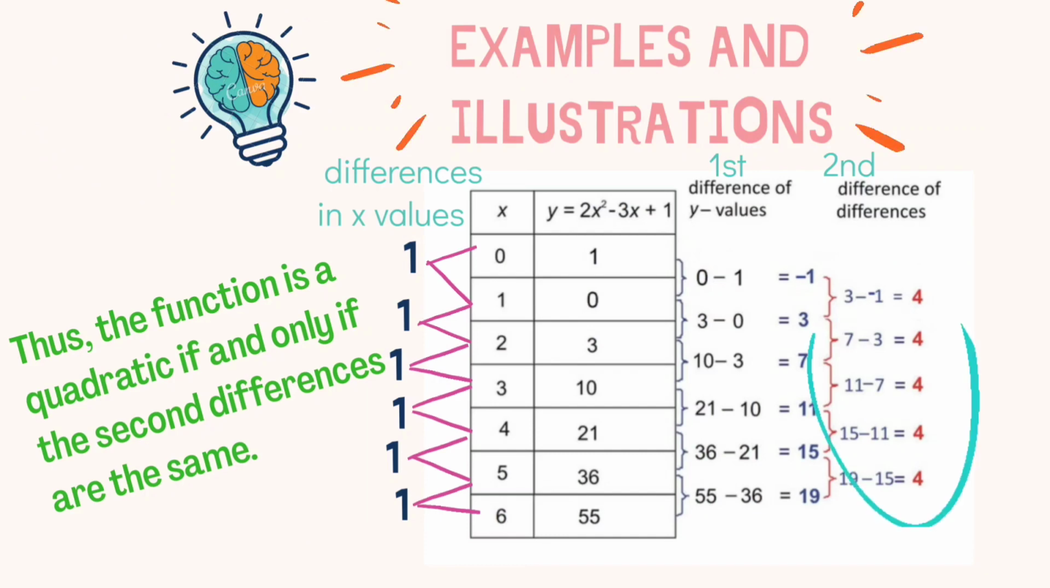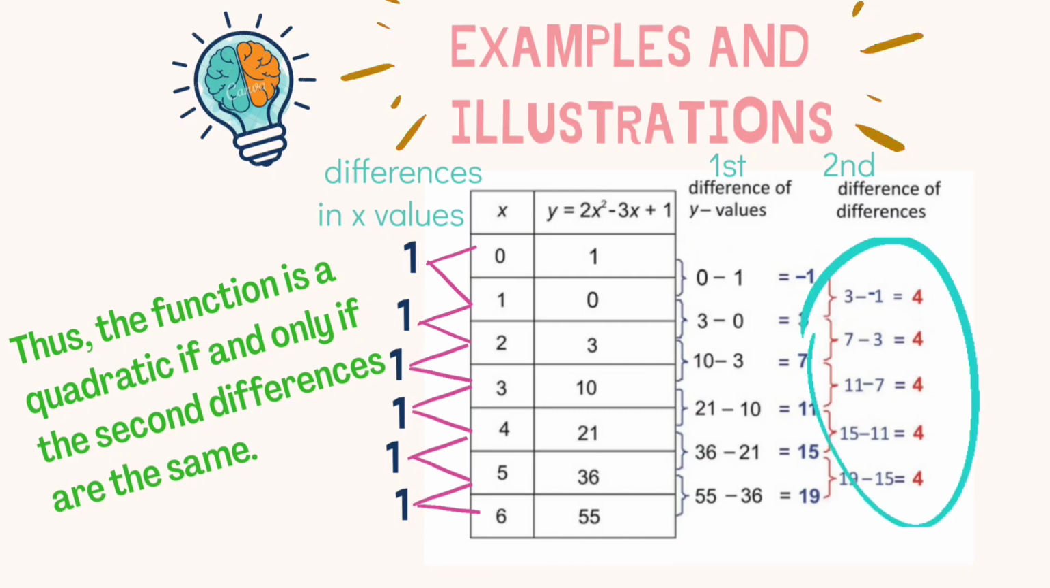I have here an example of a table of values that represents a quadratic function. By looking at the given equation, we can easily say that it is a quadratic function since it has a degree of 2. With a given set of x values substituted in the given quadratic function, the set of y values are determined.